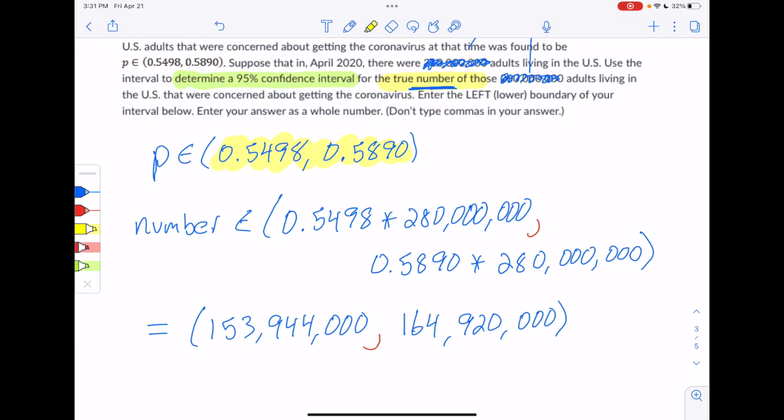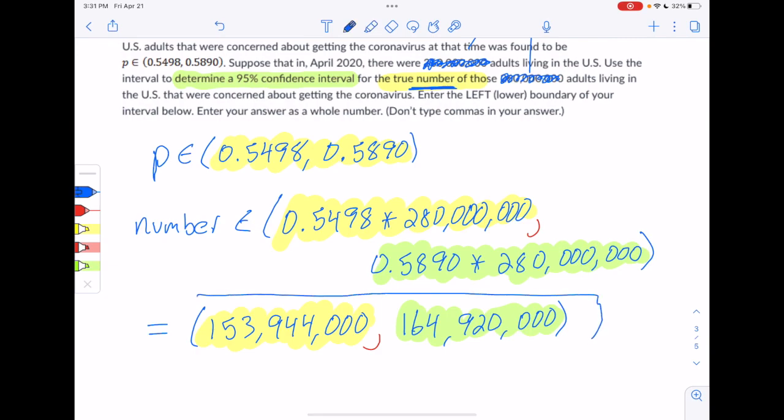So if you take 0.5498 times 280 million, that gives you this 153 million. If you take the 0.5890, the upper boundary for the proportion interval, that gives you the 164 million. So there's our interval right there. This is what they asked us to find, was a new confidence interval, and there it is. And now it's about counts instead of about proportions.